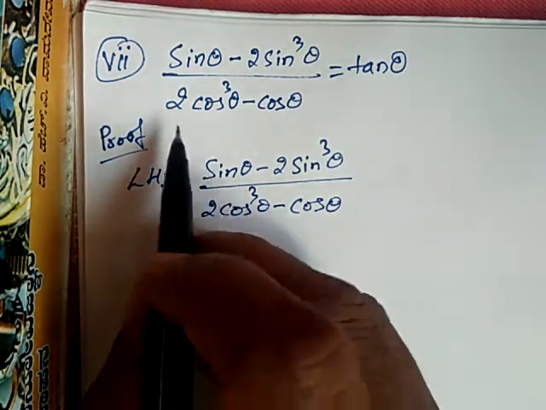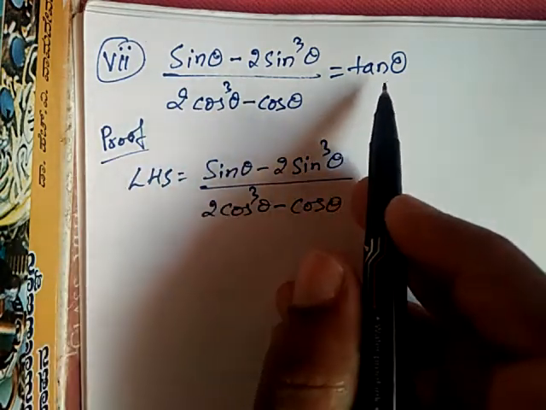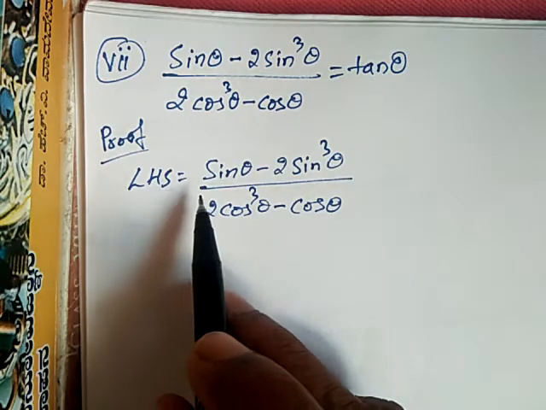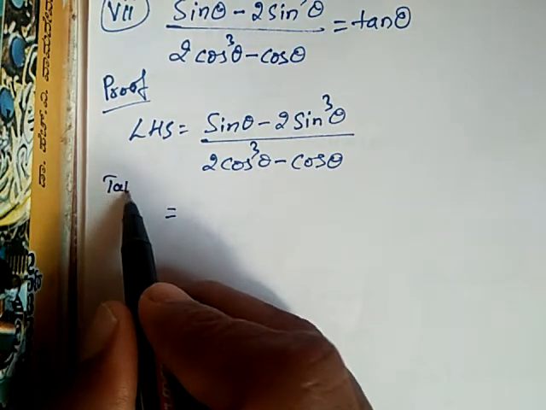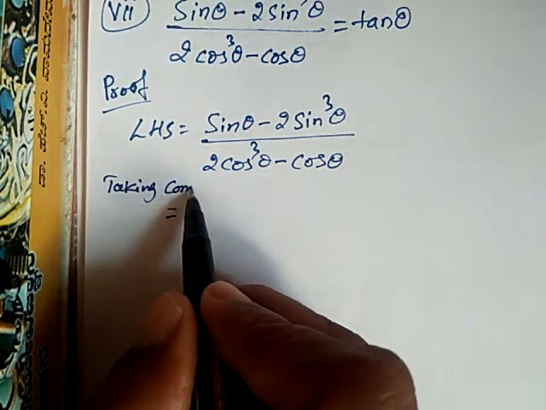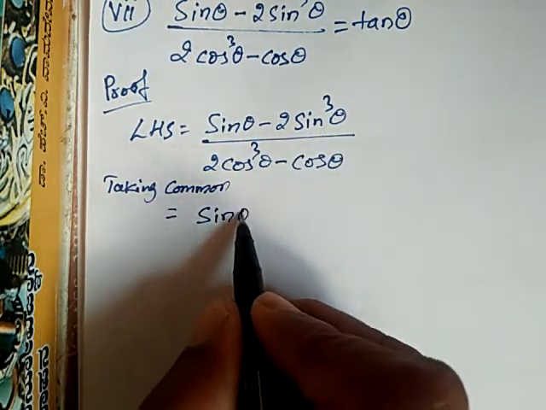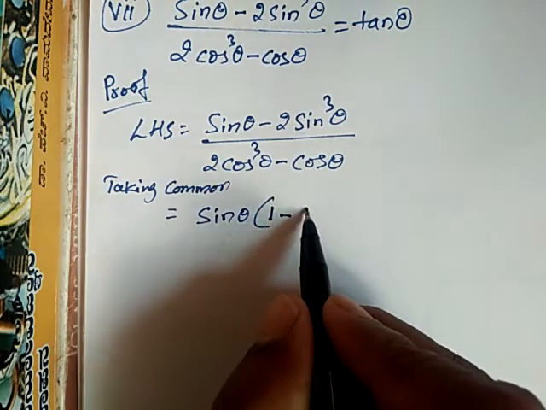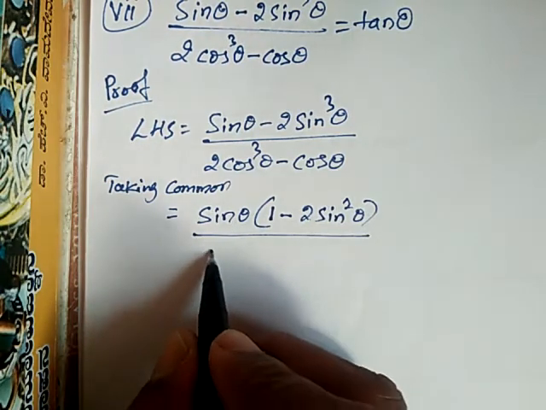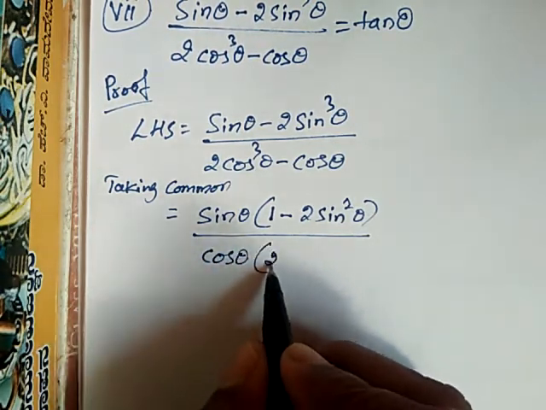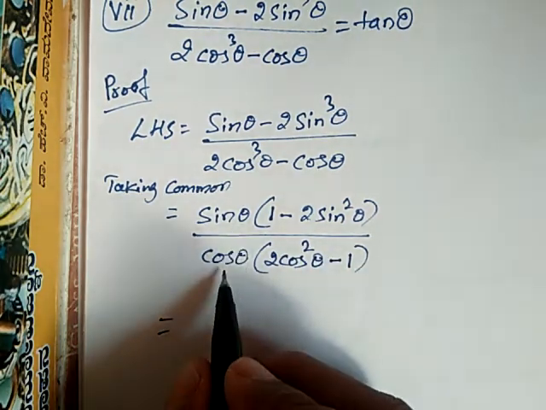Now we can learn question number 7: (sin theta minus 2 sin cube theta) divided by (2 cos cube theta minus cos theta) is equal to tan theta. Consider LHS. Taking common in the numerator as well as in the denominator: sin theta common in the numerator gives 1 minus 2 sin square theta, and cos theta common in the denominator gives 2 cos square theta minus 1. Now sin theta by cos theta is tan theta.